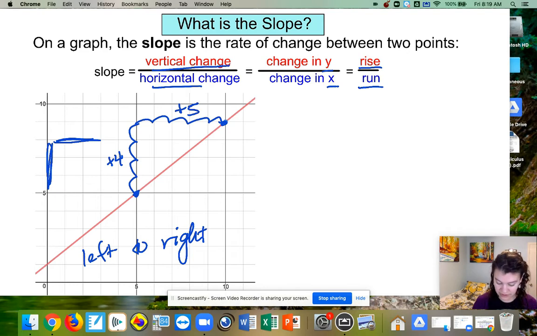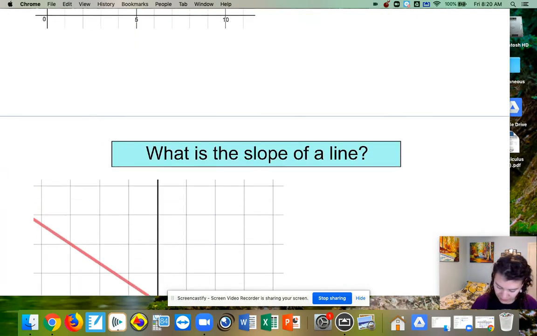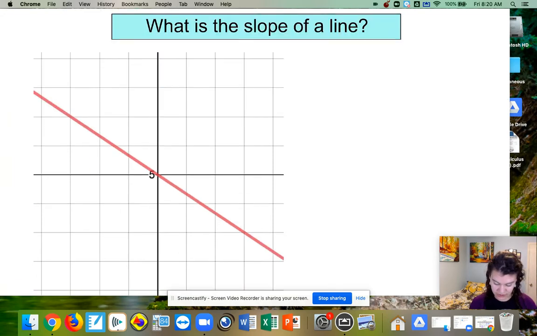So if we're going to write the slope here, we want the rise, so what's going up, which is our 4, divided by the right or left, which is 5. And here these are both positive because we're going up and then we're going in the positive x direction. If we had gone like this and then we went this direction, then we would have ended up negative if our line had looked like this. Okay, so what's the slope of this line?